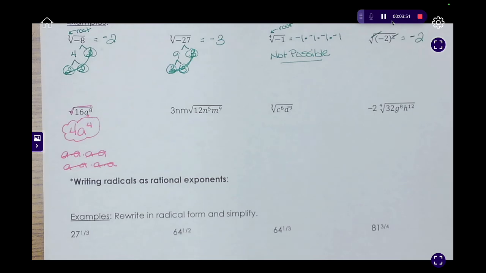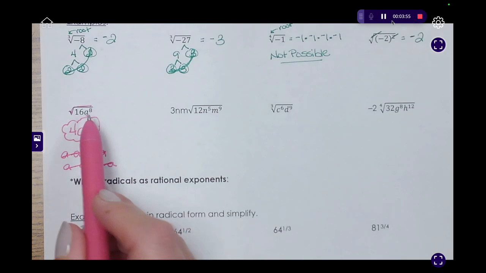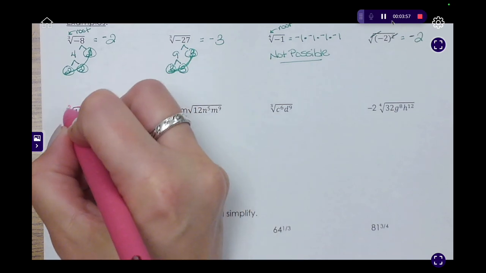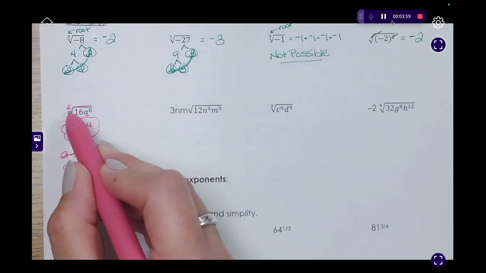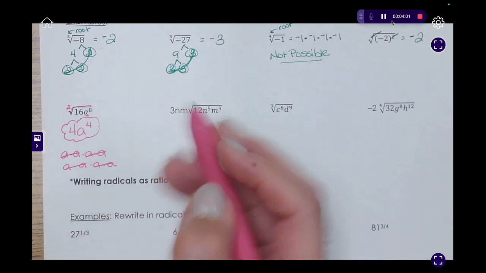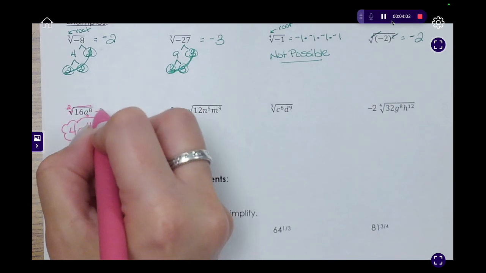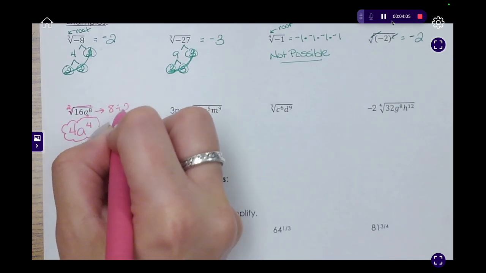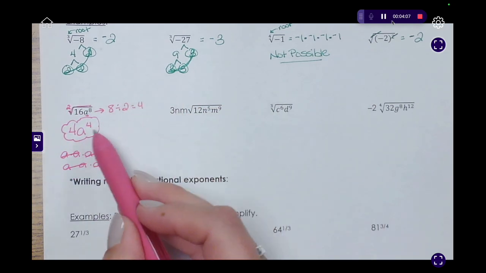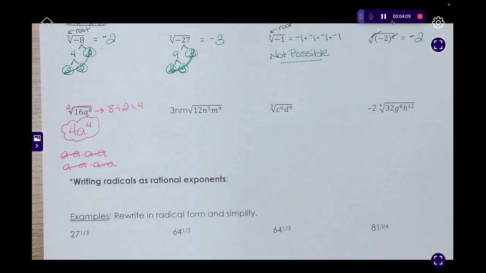Okay, if you don't want to do the factor tree for the variables, then the shortcut way is this: my root technically here is a 2. For a square root, they don't write it. They're expecting you to know that the root is a 2. So all you have to do is take your exponent and divide it by the root. If I do that, I get 4, so that tells me there are 4 pairs for those A's.